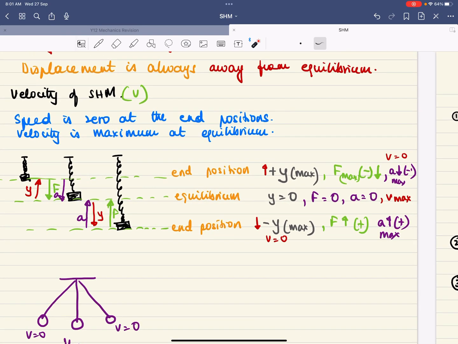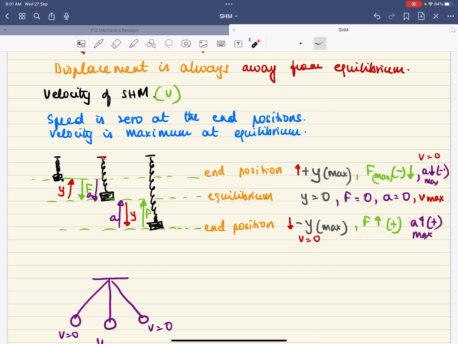So I've just drawn this little table of a spring bouncing up and down in simple harmonic motion. This is the equilibrium position. These are the two end positions. Displacement is a maximum at the end positions, so one is positive, the other is negative.